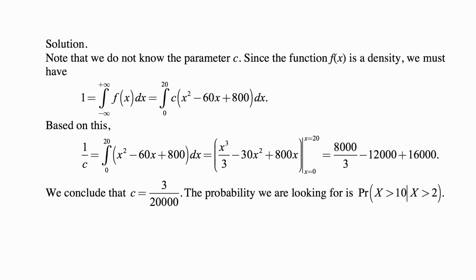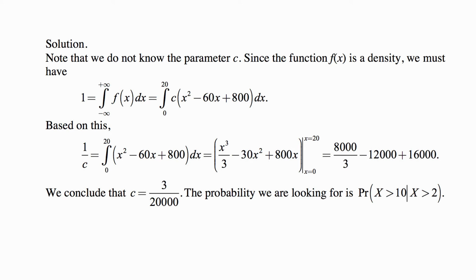Now we don't know that parameter c, but we know that the function is a density, so the integral of the density has to be equal to 1. So we have to have that this integral from 0 to 20, which is where the density is positive, of c times x squared minus 60x plus 800 dx, has to be equal to 1. Well, we calculate that integral then. In fact, it has to be that 1 over c is equal to the integral from 0 to 20 of x squared minus 60x plus 800. So what's the integral of that?